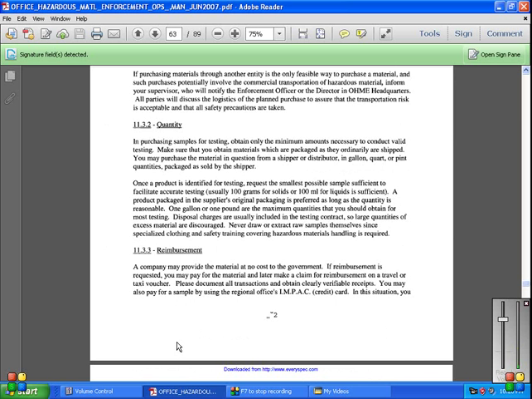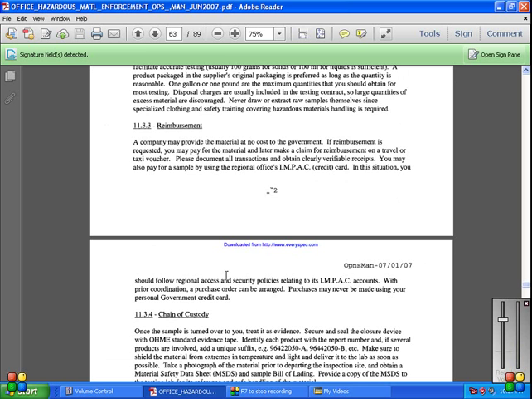11.3.3 Reimbursement. A company may provide material at no cost, or the government may pay. You may pay for the material yourself and later claim reimbursement on the travel voucher. Please document all transactions, obtaining clearly verifiable receipts. You may also pay for the sample using the regional office impact credit card, in situations where you should follow regional security policies relating to impact accounts, or a purchase order can be arranged. Purchases may never be made using your personal government credit card.